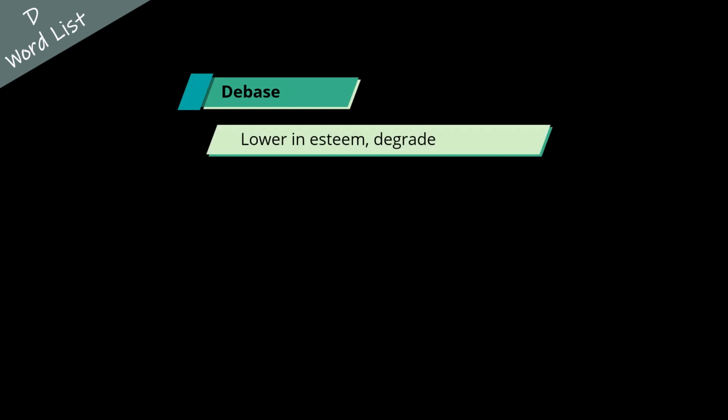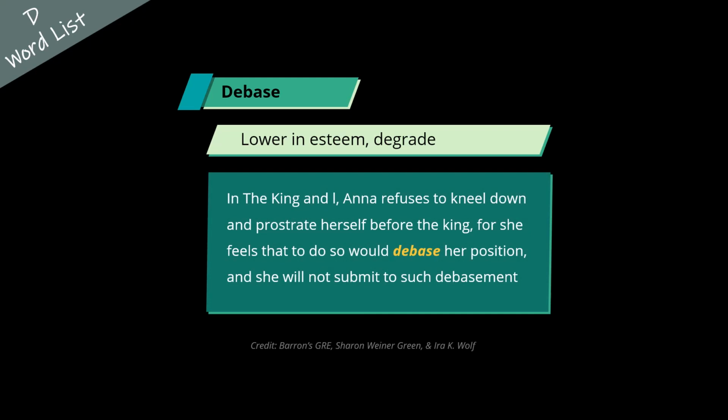Debase means lower in esteem, degrade. For example, in The King and I, Anna refuses to kneel down and prostrate herself before the king, for she feels that to do so would debase her position, and she will not submit to such debasement.